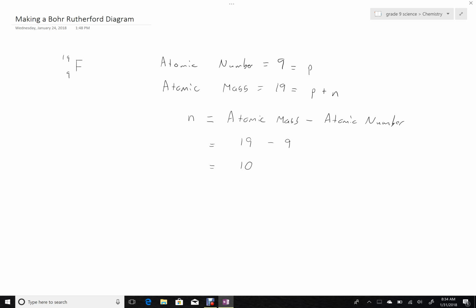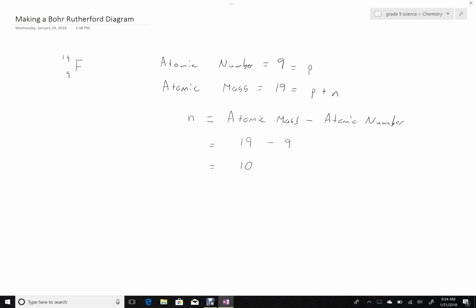Note here that this 19 on the periodic table might not be exactly 19. It might be 19.01 or 18.9 or something like that. But because the number of neutrons can't be a decimal like that, we always round that number to an integer when we're doing this, so that we don't say we have 10.1 neutrons. We never do that, okay? So we always round it to a whole number, so we get whole numbers of protons and neutrons.